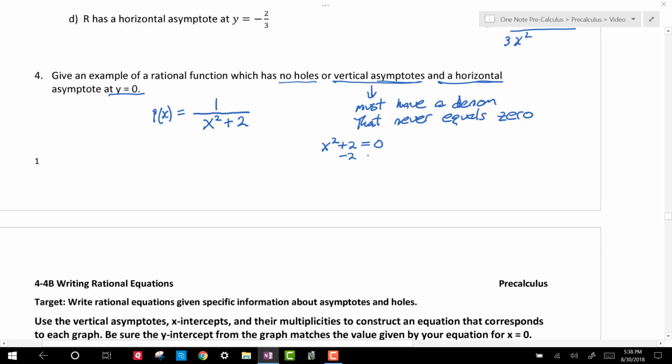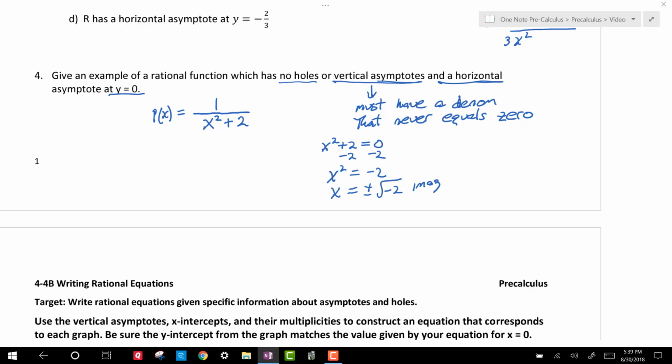So I would subtract 2 from both sides. I'd have x squared equals negative 2. I would square root both sides, so the square root of x squared is x. The square root on the right would be plus and minus the square root of negative 2. This is imaginary, which means there is no value of x where that denominator would be equal to 0.